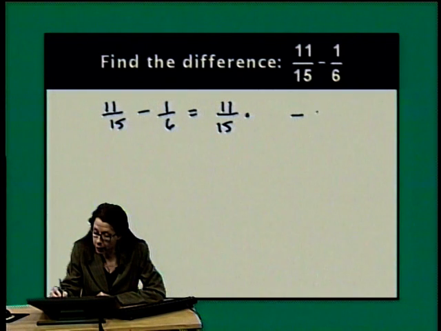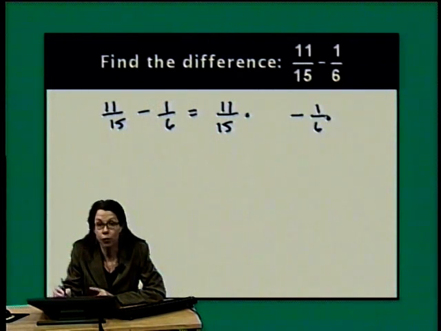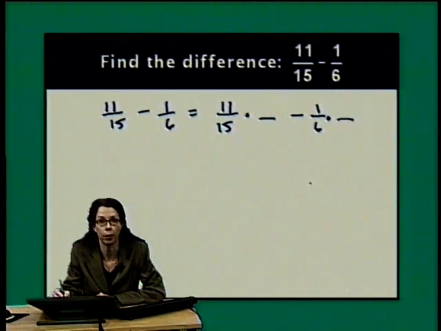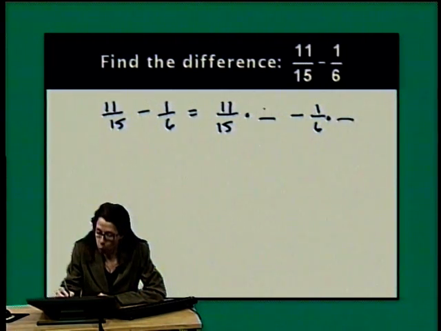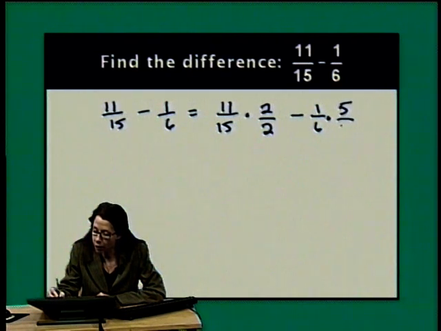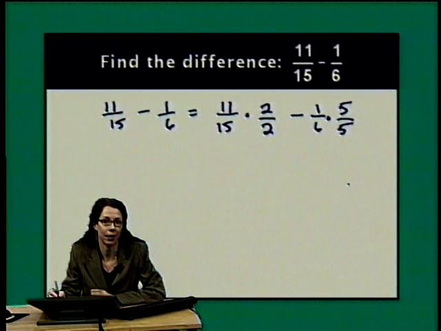Now the only thing I can legitimately do here is multiply each term in this subtraction problem by 1. I'm going to write 1 in the form of 2 over 2 and multiply that form of 1 by 11/15 because 15 times 2 is 30. I'm going to multiply 1/6 by 5 over 5 because 6 times 5 is 30. The common denominator I'm going to use in this case is 30.